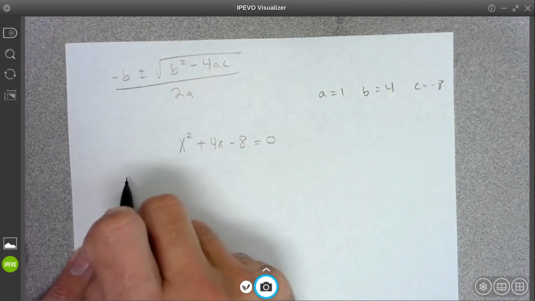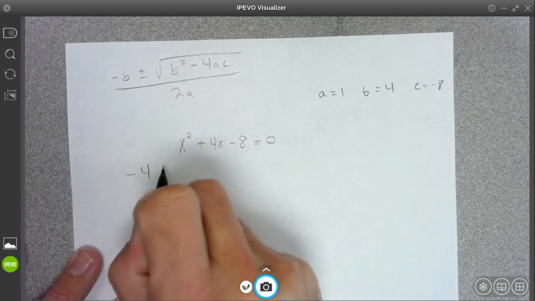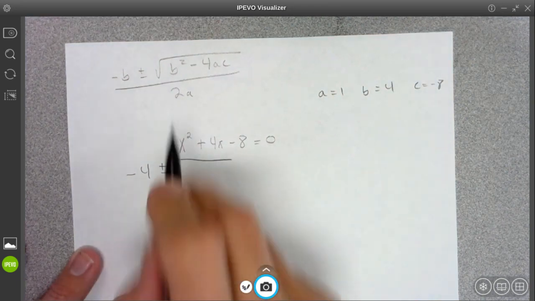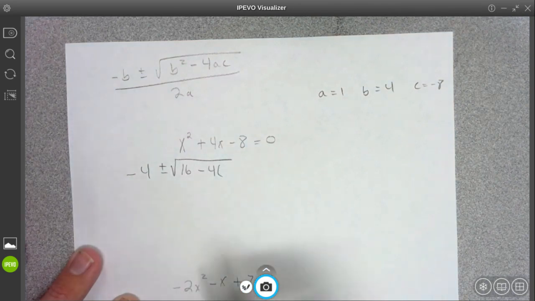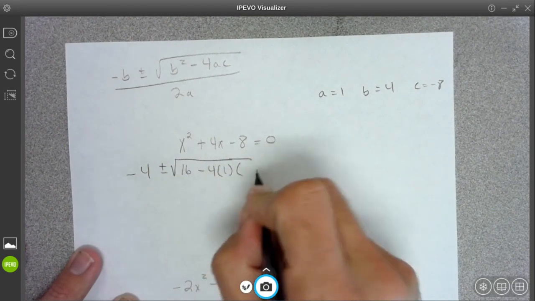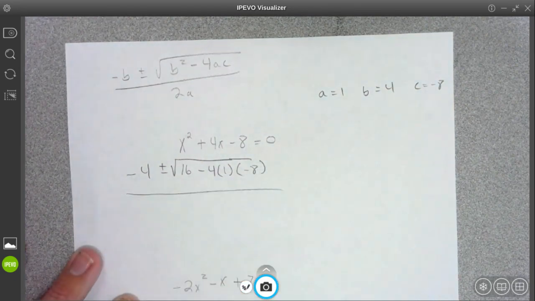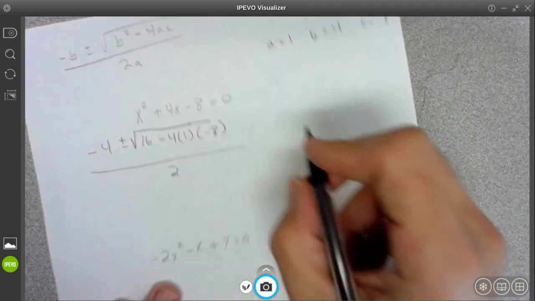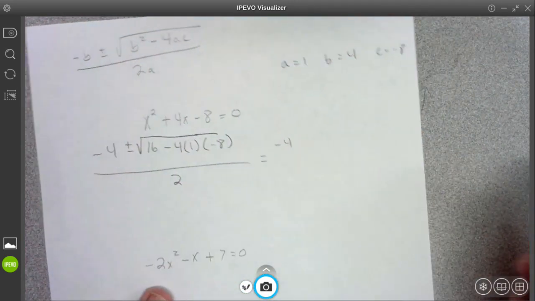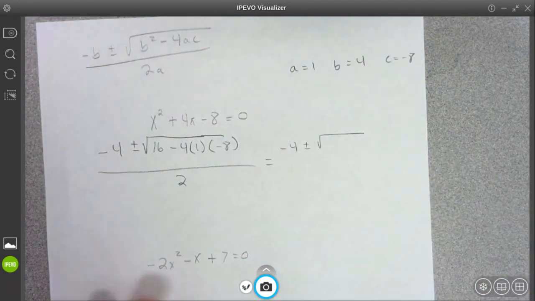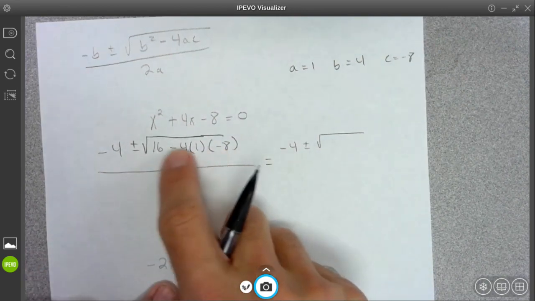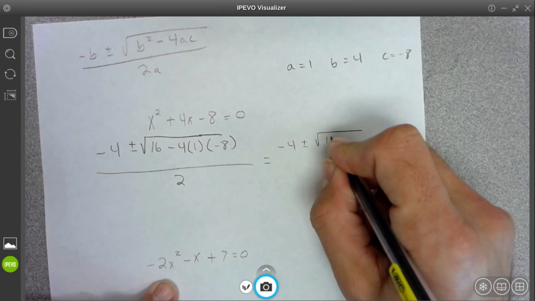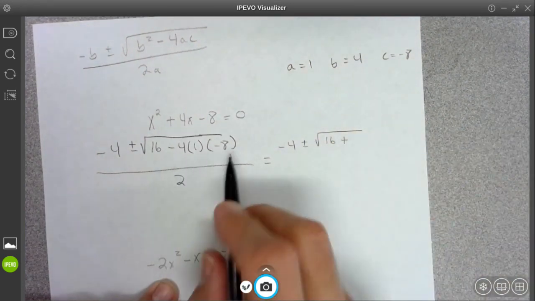All right, we have -b, which is -4, plus or minus the square root of b squared, which is going to be 16, minus 4 times a, I'm not even going to write it. Here, I guess I'll write it. Times c, which is -8, all over 2 times a. So we get -4 plus or minus square root. All right, so you have a minus and a negative, so this is going to be a plus sign. And so you're going to have 16 plus 4 times 8.